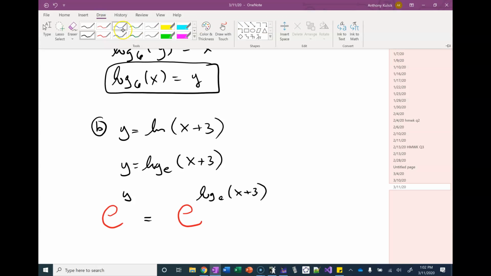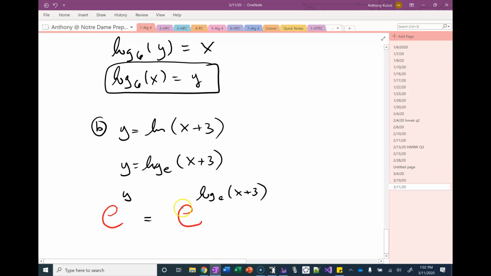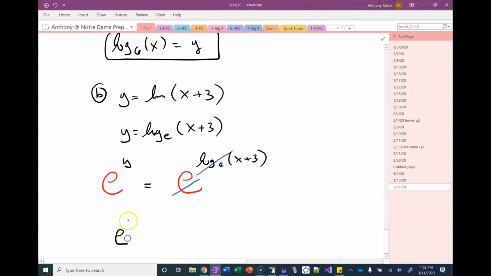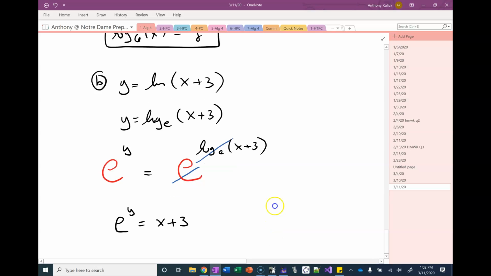Okay. So what's going to happen here? Log base e will cancel exponent base e. And we're left with e to the y is equal to x plus 3. Again, trying to get x by itself, that's our first step. So is the x by itself right now? No, we still have a little bit more to do. What do we still need to do?